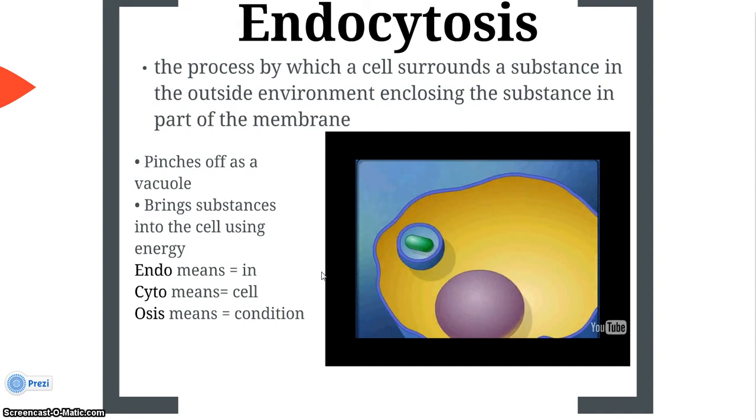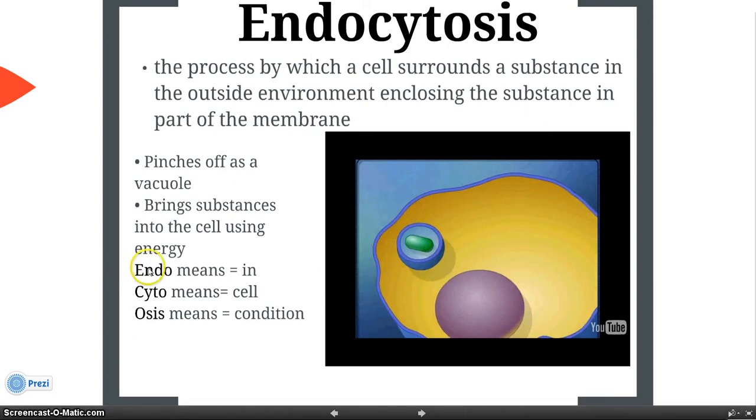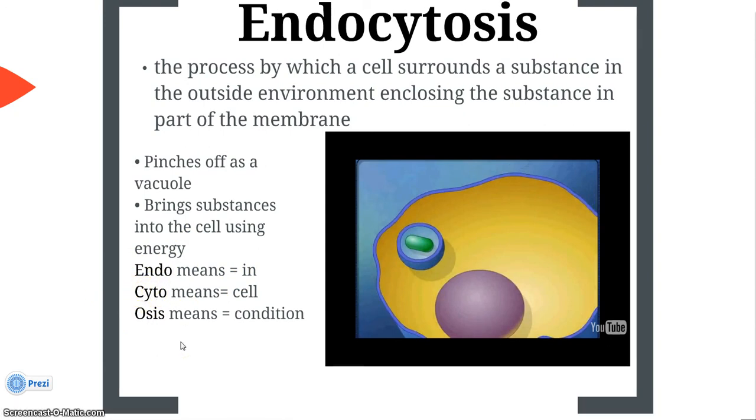And there are two types of endocytosis. One is called pinocytosis, which means it's going to bring in some kind of liquids. And the other would be phagocytosis, which is when you're bringing in some kind of solid material. Easy way to remember. Endo means in, cyto means cell, osis means condition. So it's the condition of bringing something into the cell.